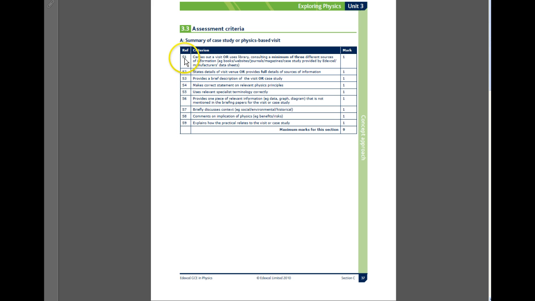The three sections, beginning with A, summary of the case study. This is the 9 marks that are awarded for the piece of research.